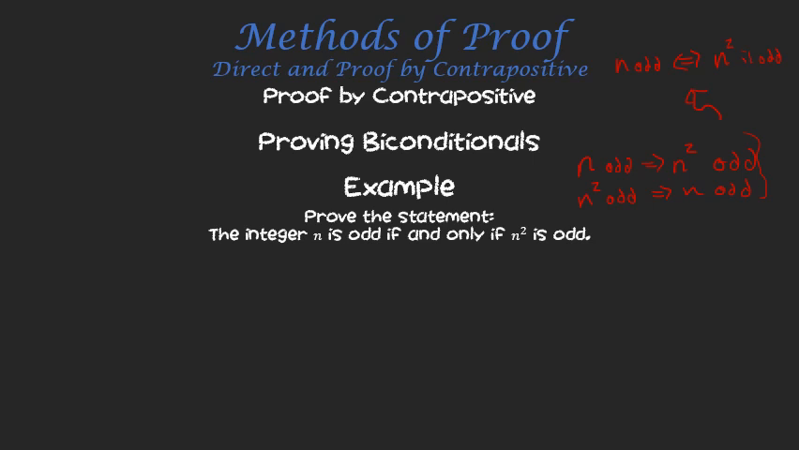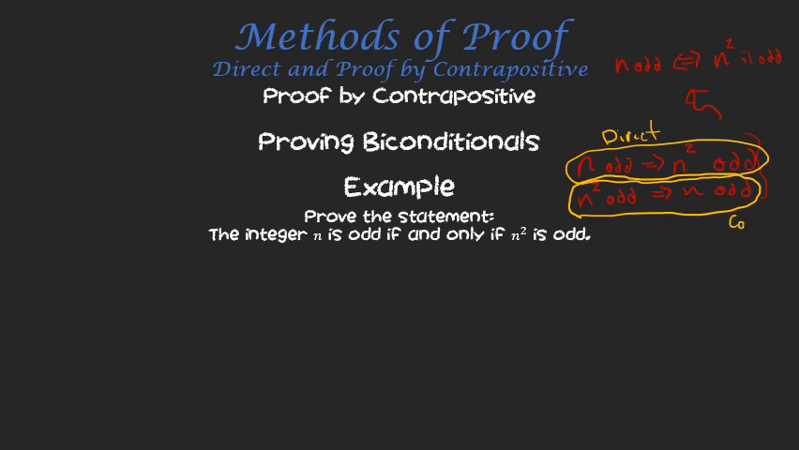Notice that for this first one, we'll do a direct proof, because assuming the hypothesis will give us enough ammunition to show the conclusion. But in the second one, remember, assuming something like n squared being odd or n squared being even, that's not enough leverage to show that n is odd. And so for this one, we'll do it by contrapositive.